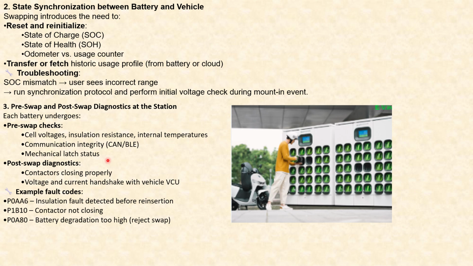Post-swap diagnostics: contactors closing properly, voltage and current handshake with the vehicle VCU. All right. And for example, fault codes. What are the various fault codes that can arise in this scenario? P0AA6, insulation fault detected before reinsertion. P1B10, contactor not closing. And P0A80, battery degradation too high. If battery degradation is too high, you can bluntly reject the swap.